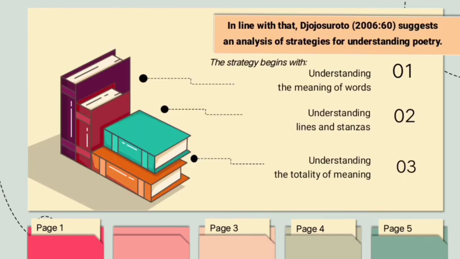In line with that, Jojo Suroto suggests an analysis of strategies for understanding poetry. The strategy begins with 1. Understanding the meaning of words, 2. Understanding lines and stanza, and 3. Understanding the totality of meaning.